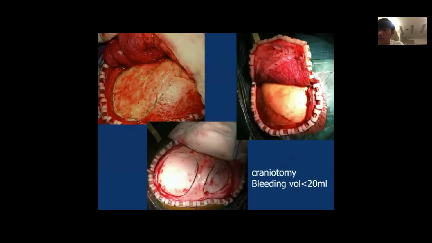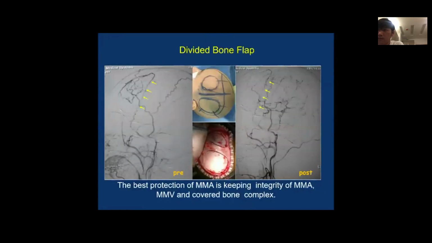So this is a craniotomy. The blood loss was less than 20 milliliters. Sometimes, especially in late stage moyamoya, there's some spontaneous stoma coming from the middle meningeal artery. So the best protection of the middle meningeal artery is keeping the integrity of the middle meningeal artery, middle meningeal vein, and the covered bone complex.